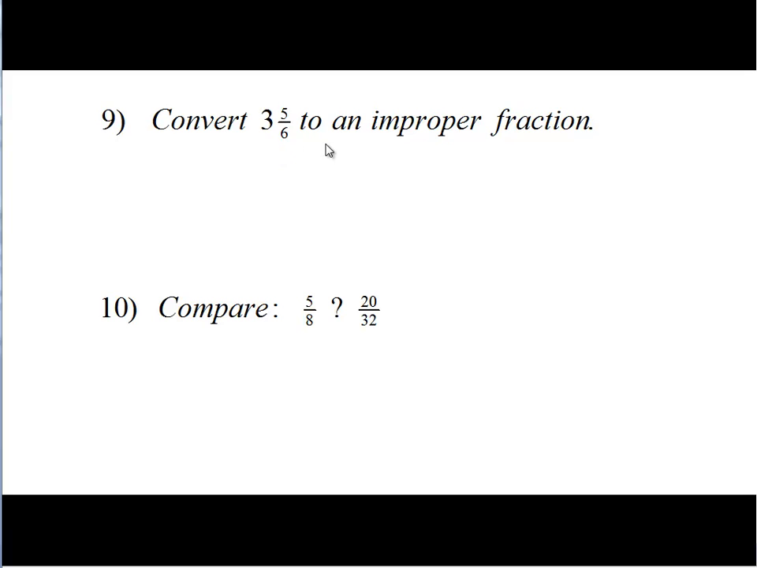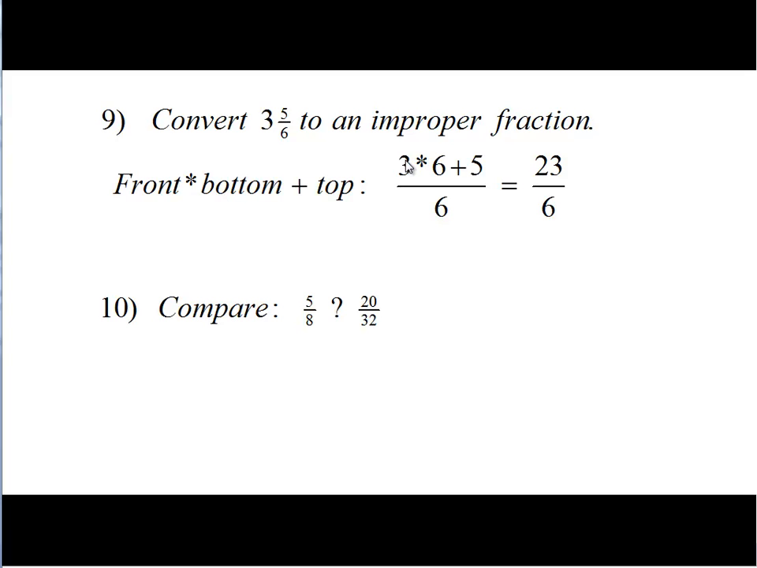Okay, number 9, convert 3 and 5/6 to an improper fraction. You take the front times the bottom plus the top. 3 times 6 plus 5, which is 23 over 6.